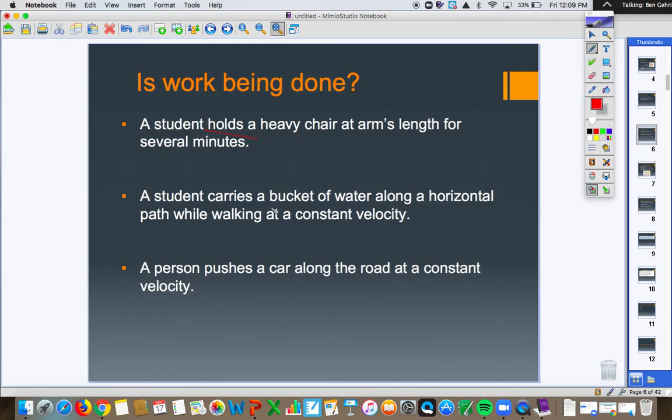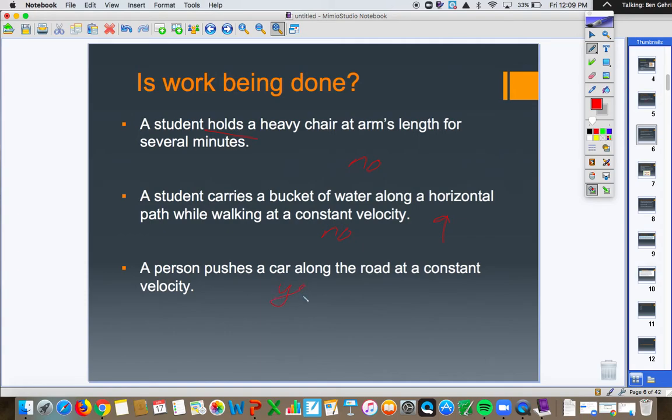Carries a bucket of water along a horizontal path while walking at a constant velocity. His force is going to be in the vertical direction. He's walking at a constant velocity this way. So this is also going to be no work. A lot of effort, but no work. And then a person pushes the car along the road at a constant velocity. This is going to be work is done. So this is no. This is no.